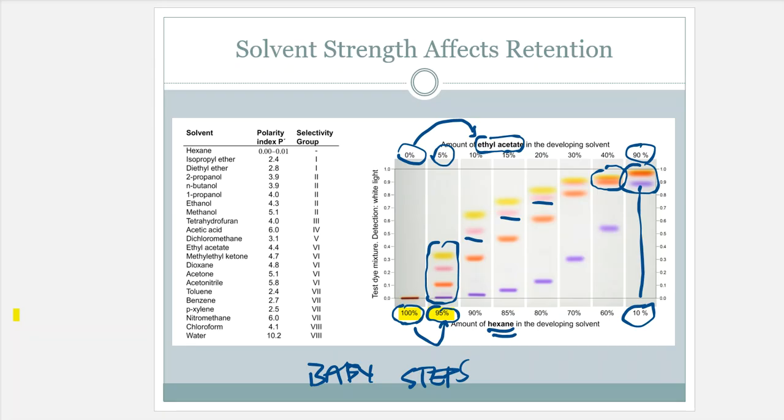But there's going to be a time that we need to talk about appropriate distances and what we like to see as far as the retention factor of how these components are traveling up the plate. So this is the solvent strength, and this does affect resolution. Very, very tiny changes can affect our separation quite drastically if we're not very careful.